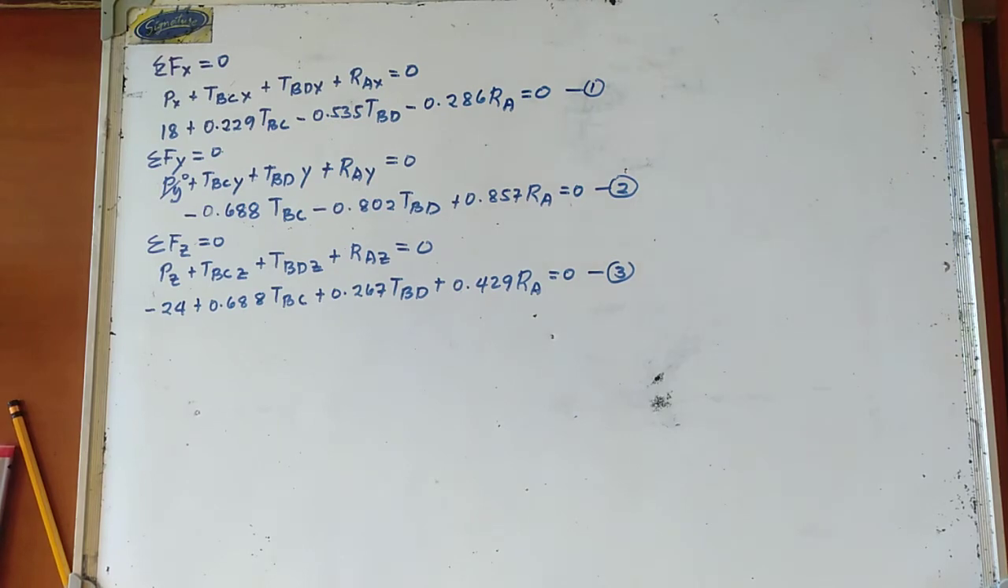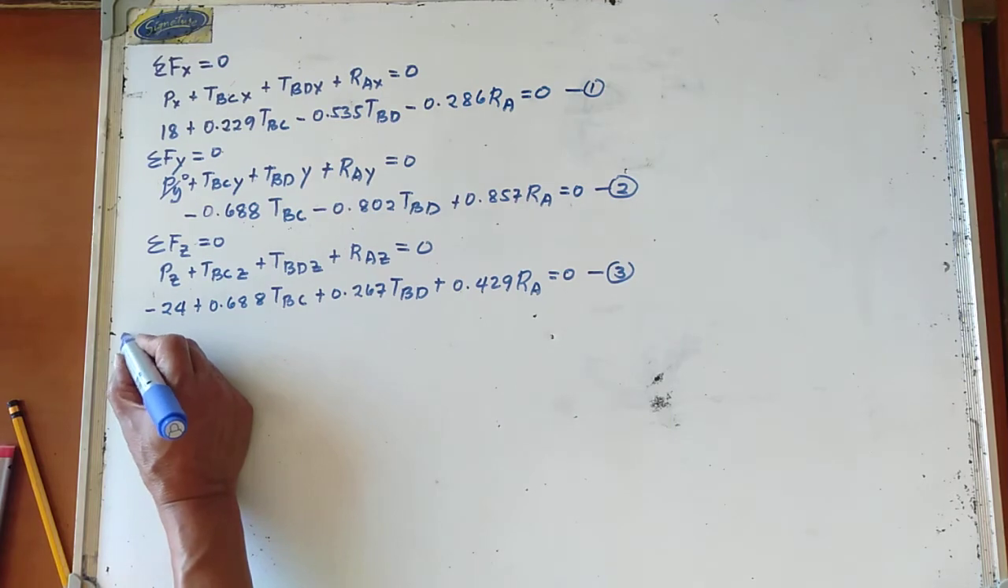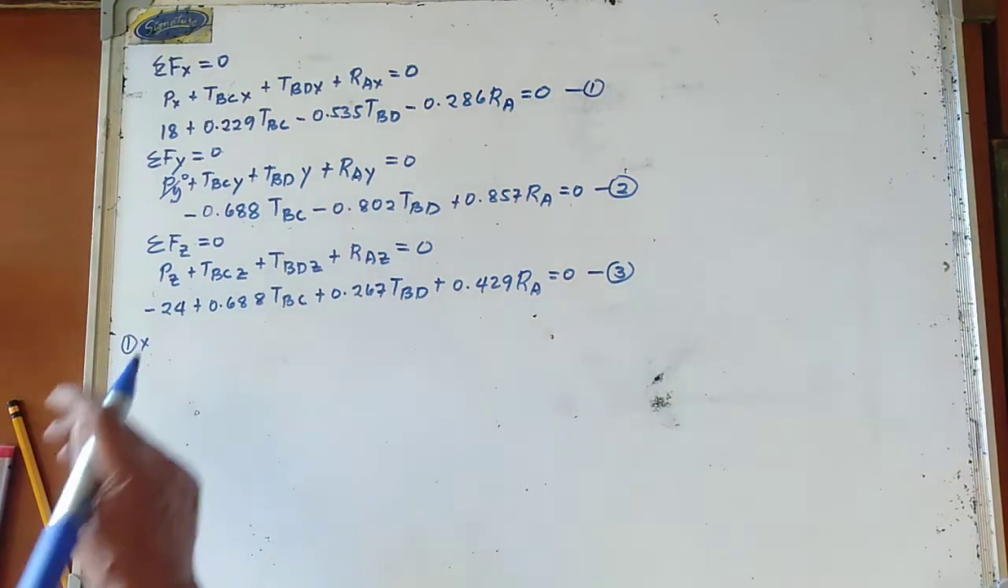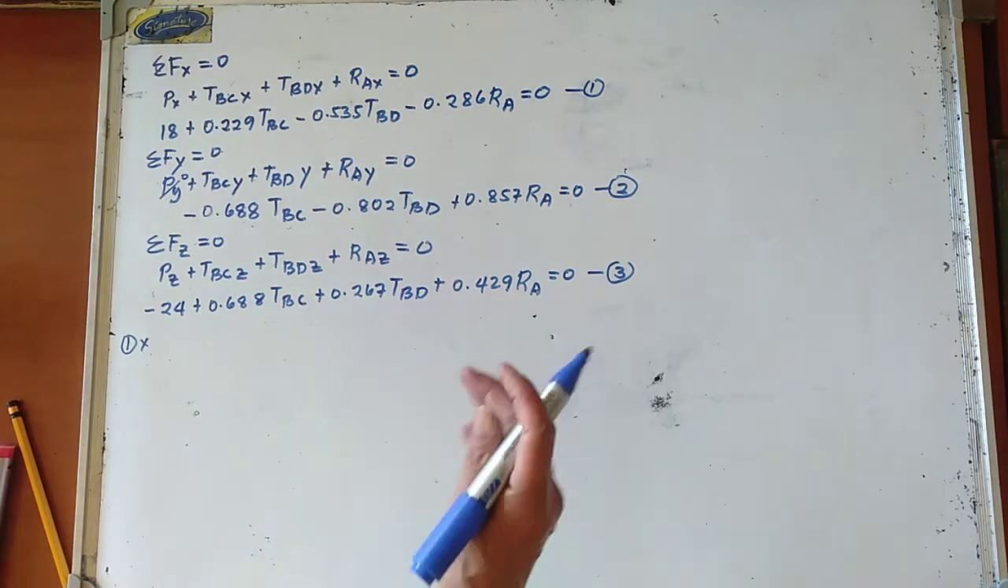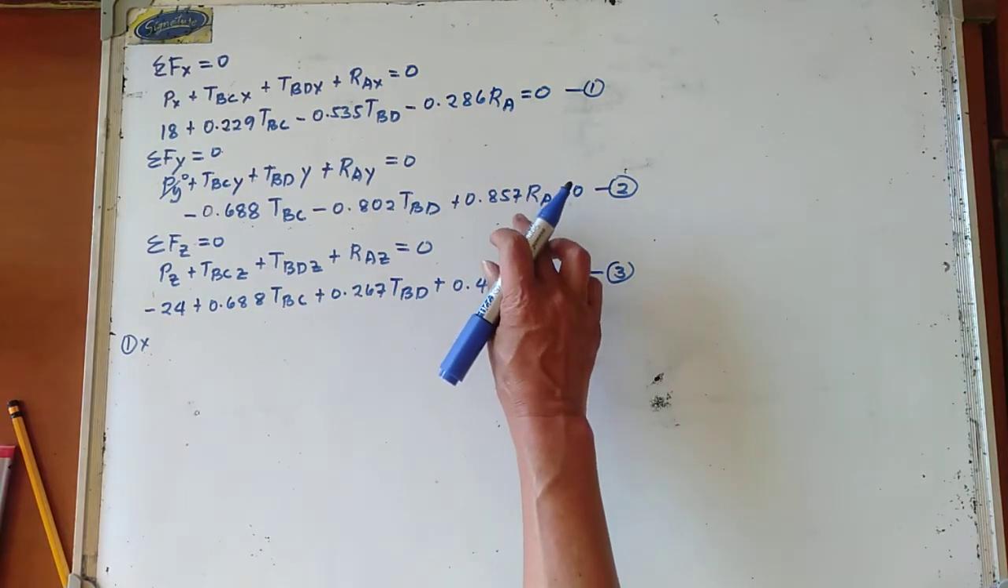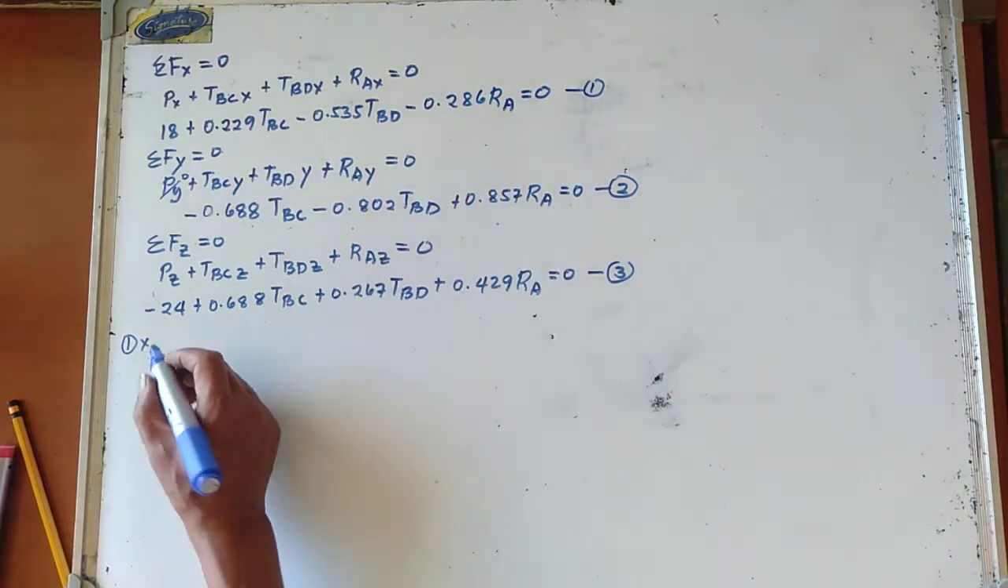Now, let's try to solve the 3 equations simultaneously. So equation 1, let's try to multiply equation 1 by 0.857. Let's try to eliminate RA.